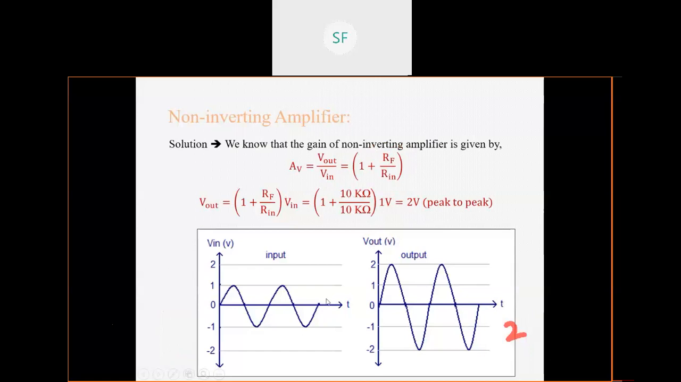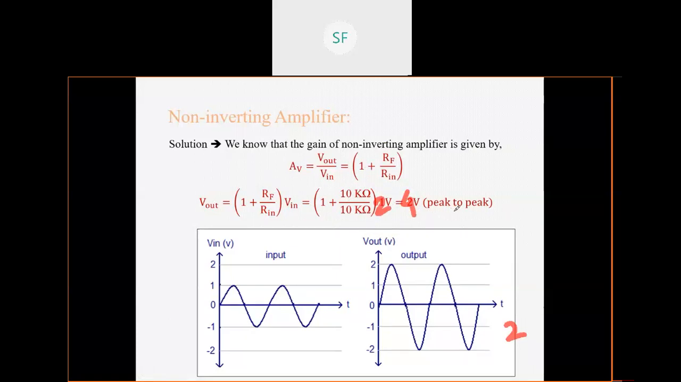So this is the solution part. You have to remember this formula for voltage gain. The voltage gain for a non-inverting amplifier is given by 1 plus RF upon Rin. Then I'm writing this formula in terms of Vout: Vout equals 1 plus RF upon Rin times Vin. So 1 plus 10 divided by 10, and Vin here equals 2 volt. Hence our output becomes 4 volt, 4 volt peak to peak.